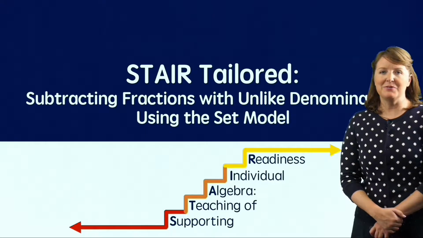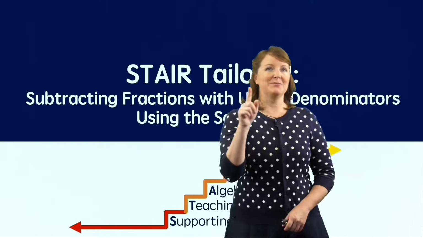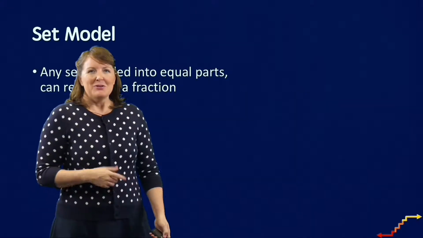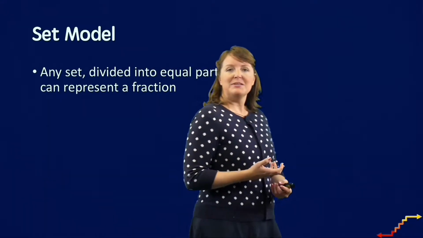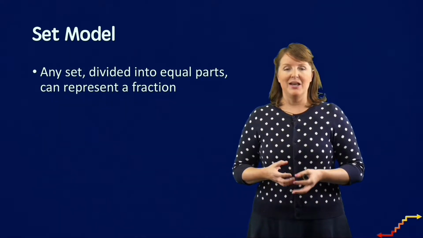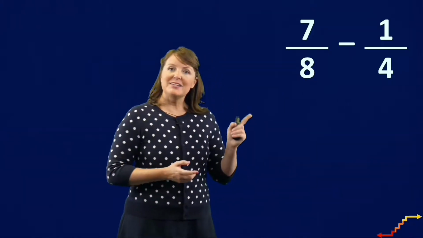I'm Sarah Powell from the University of Texas at Austin, and right now we're focusing on subtracting fractions with unlike denominators, and right now we're going to use the set model. So what is the set model? The set model means that we can take any sets of objects and we can use them to show fractions. And right now I'm going to use the two color counters to solve this problem here, 7/8 minus 1/4.